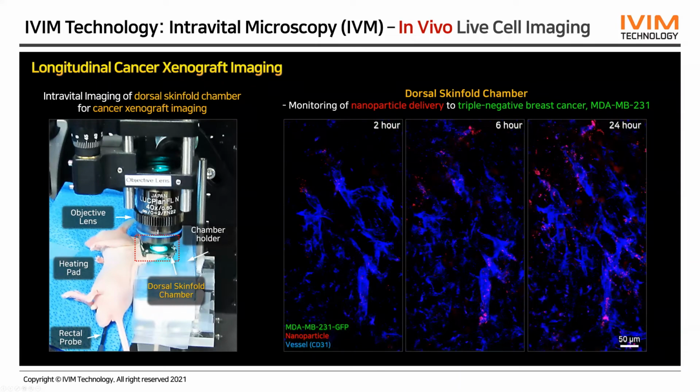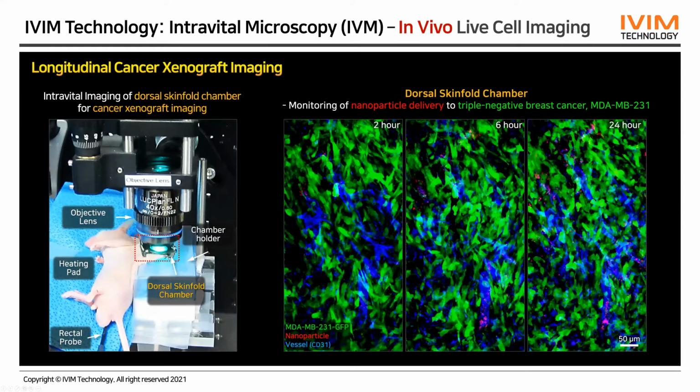At 2 hours, you can see some nanoparticle, and at 6 hours, you can see much more increased delivery of this nanoparticle through the blue tumor vessel. Finally at 24 hours, you can see the diffusion of this nanoparticle out of the tumor vessel, and then it delivers to the cancer cells, for example, here, and here, and here. So this intravital microscopy is a very good technology to monitor the delivery of drugs. In this case it's nanoparticle, but it can also be used for other types of drugs as well.